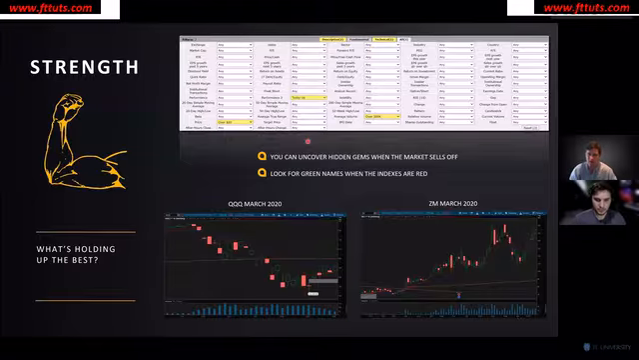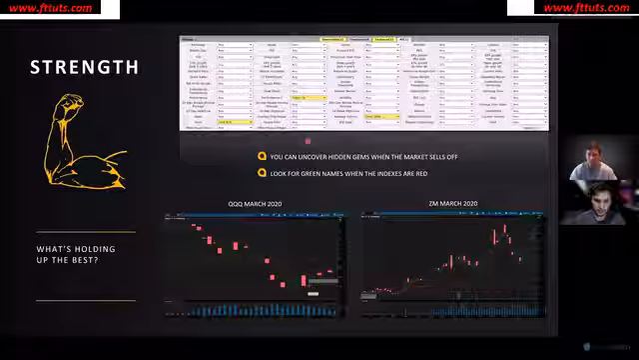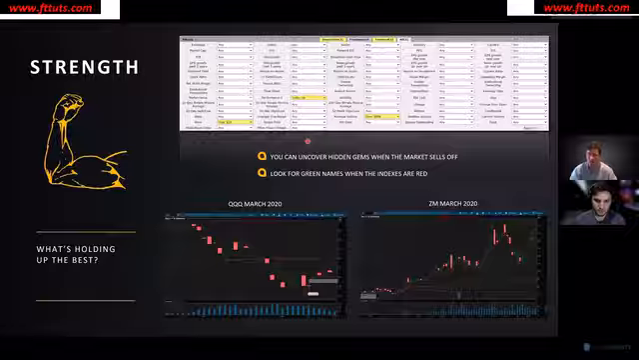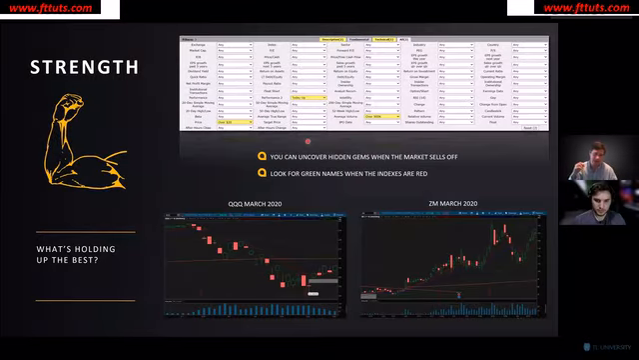The market's down 1% and I can find a name up 2% with no news or no real reason why it should be. That is awesome, because it's a sign like, okay, there's no earnings, there's no news, there's no reason this should be up. Oh, it's up because institutions are buying this stock. And I want to pay attention to that. So again, specifically during market sell-offs, you can uncover hidden gems. Look for green names when the indexes are red.